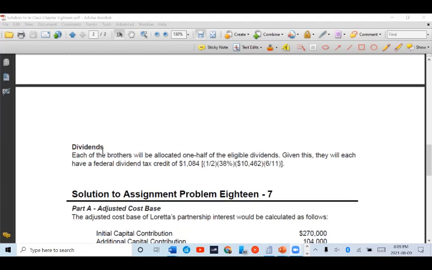So the dividends would also have a tax credit. So if you guys are looking for how to calculate these, that's back in chapter 7. If you need a refresher on how to do that, we learned that back in tax 1. And these credits are still the same. So they agreed the dividends were going to be split 50-50. So the dividend tax credit is split 50-50.